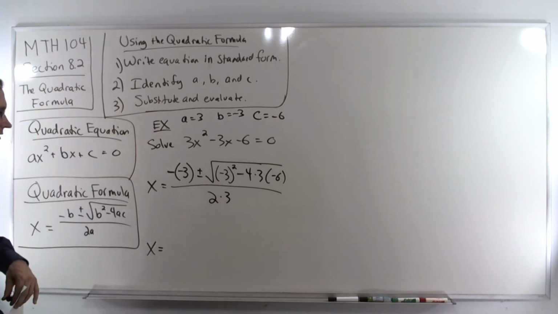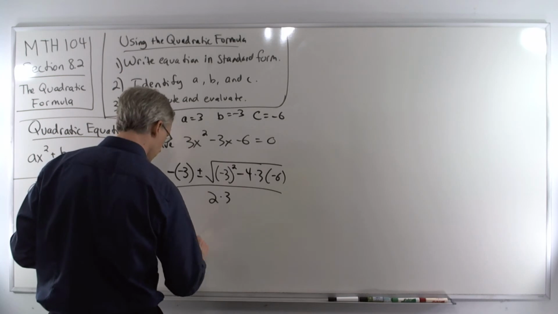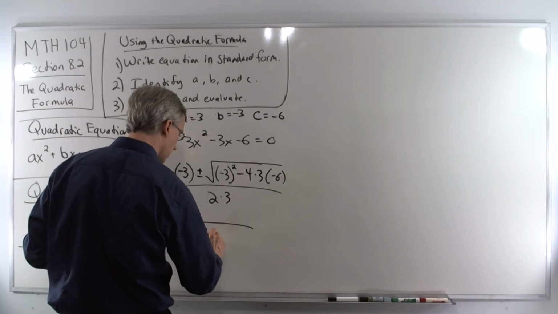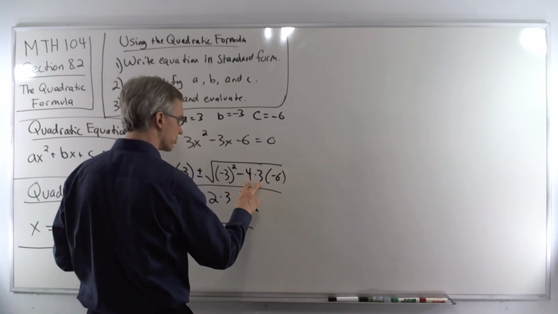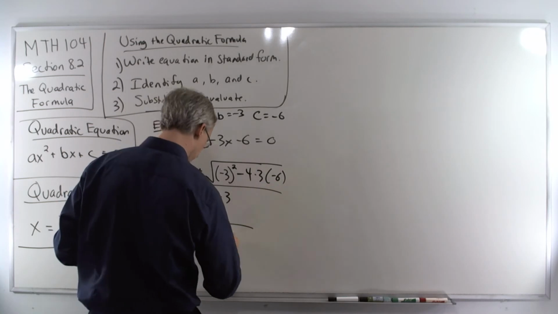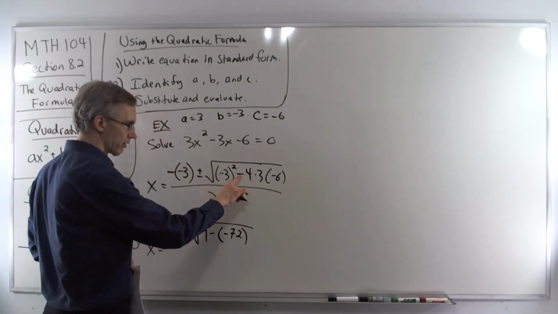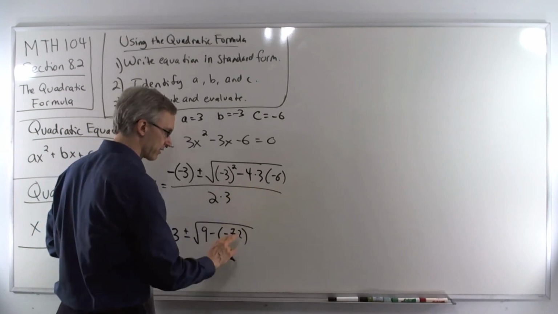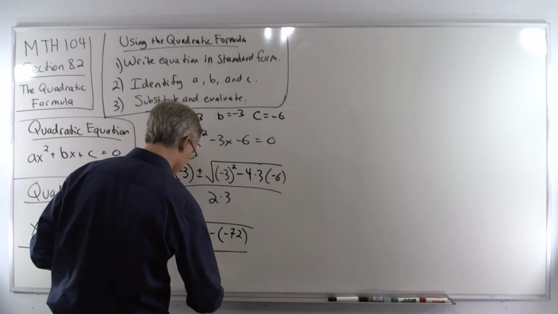Now we've got some simplifying to do. So negative of negative 3 is positive 3. Negative 3 squared is 9, minus 4 times 3 times 6. 4 times 3 is 12. Times 6 is 72. But we got a negative there, so it is negative 72. So this is where we have to be real careful. We're subtracting here, bring that subtraction sign down, and then whatever you get from multiplication, if it's negative, put it in parentheses. And bottom, 2 times 3 is 6.